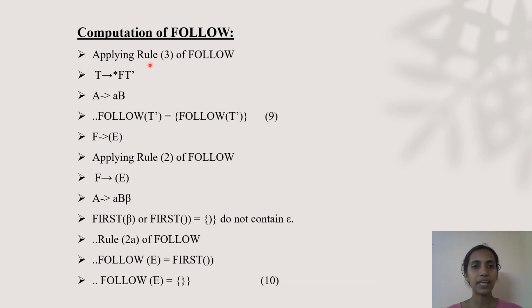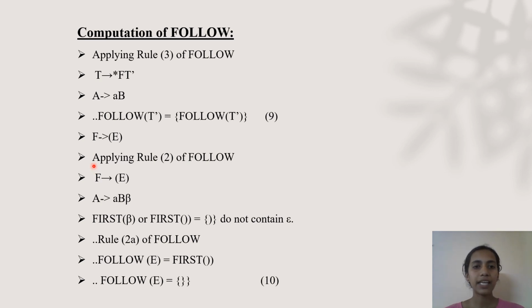Then applying rule 3 of follow, T tends to star F T dash, A tends to alpha B. Therefore, follow of T dash is equal to follow of T dash. This is the ninth equation. Then the next step is F tends to E. This is the last step of the grammar.